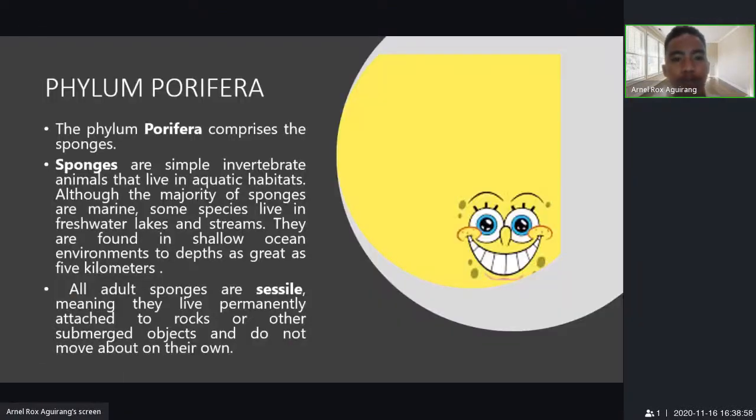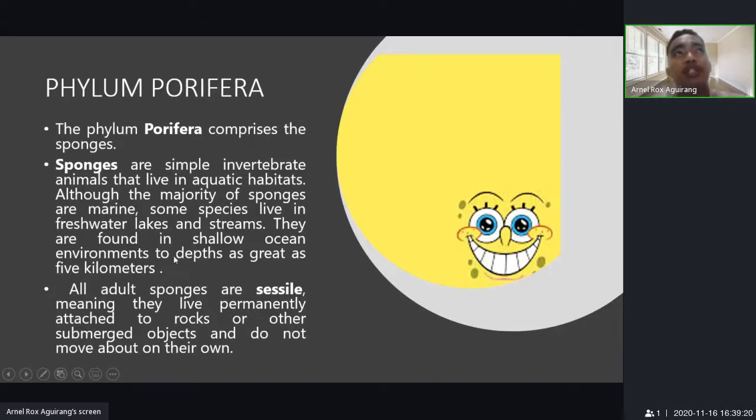So Phylum Porifera comprises the sponges. Sponges are simple invertebrate animals that live in aquatic habitats. Although the majority of sponges are marine, some species live in freshwater lakes and streams. They are found from shallow ocean environments to depths as great as 5 kilometers.